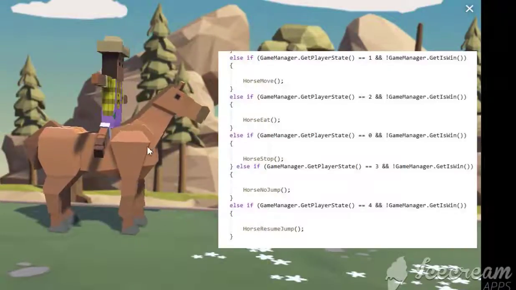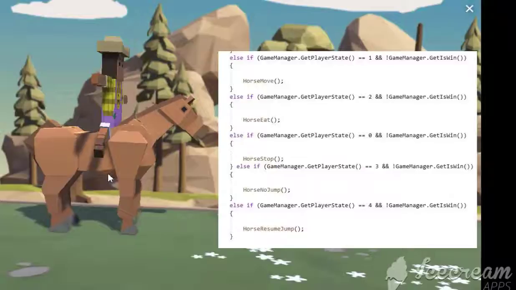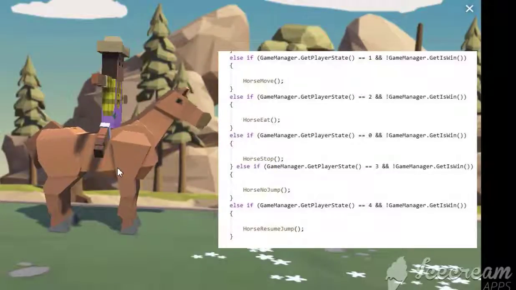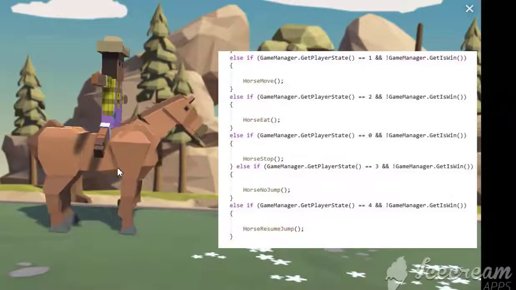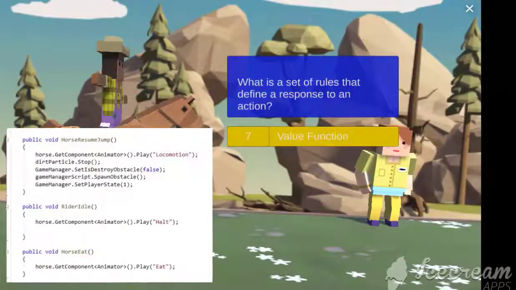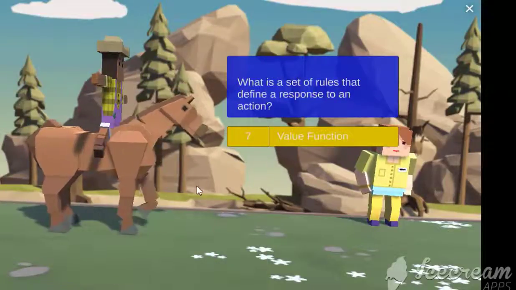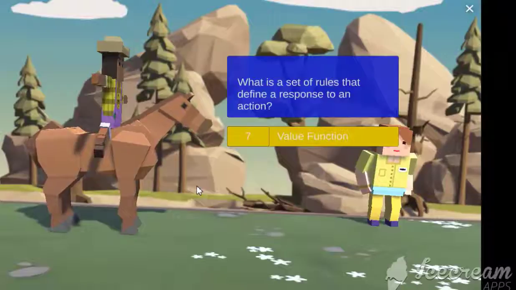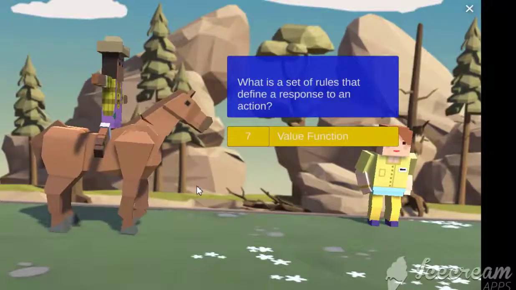So I had to put in code that determined that if the horse was in state 1, that was halt. So what all has to happen to have a halt state? What all has to happen to have a move state? All of that. Another thing that I had to do was actually get the assets to work.